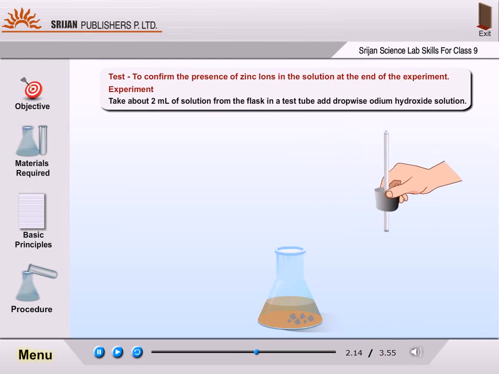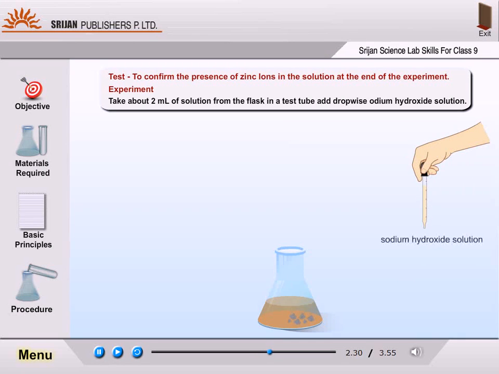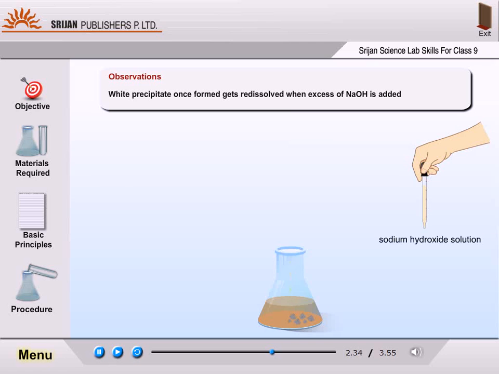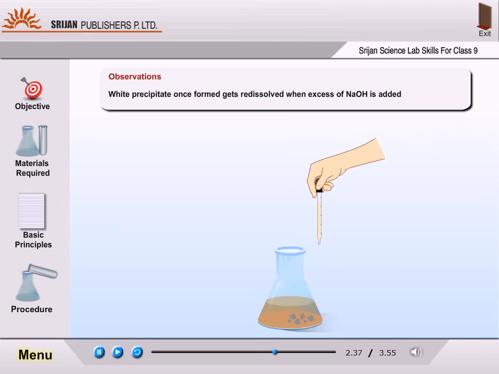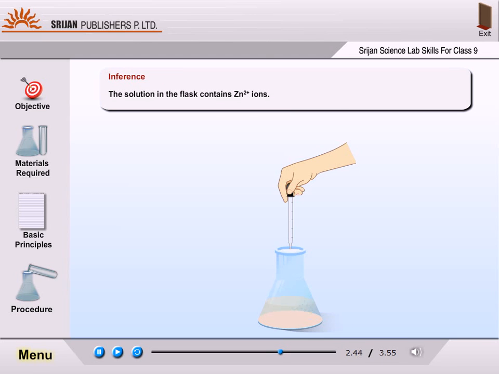To confirm the presence of zinc ions in the solution at the end of the experiment, take about 2 ml of solution from the flask in a test tube. Add drop-wise sodium hydroxide solution. White precipitate once formed gets redissolved when excess of NaOH is added. The solution in the flask contains Zn2+ ions.